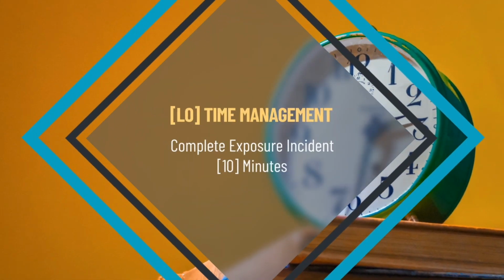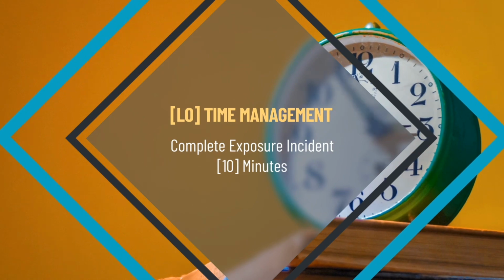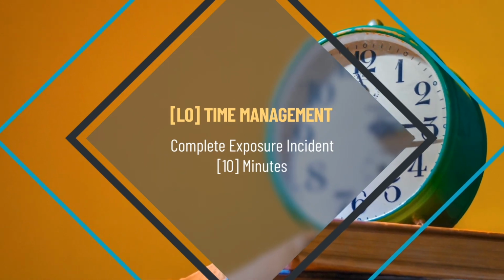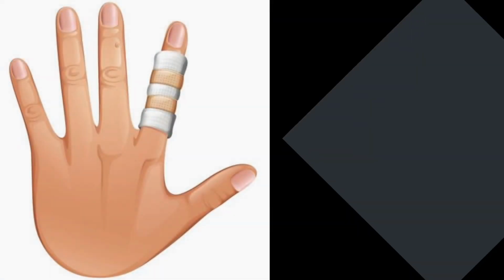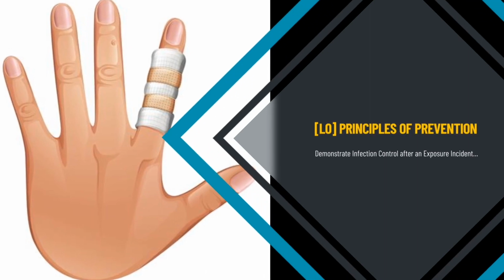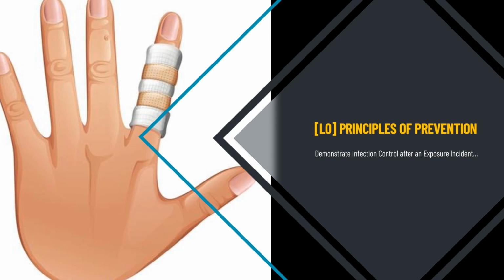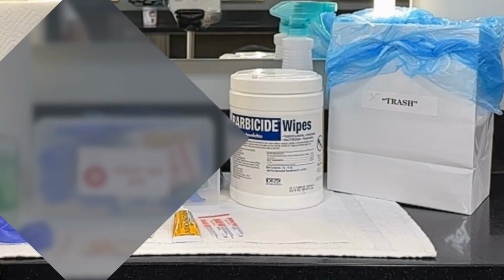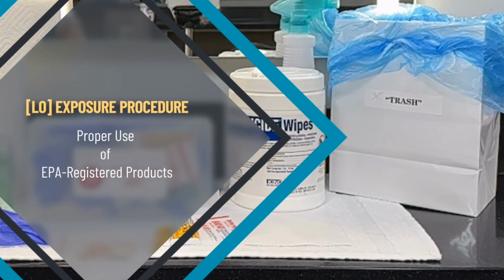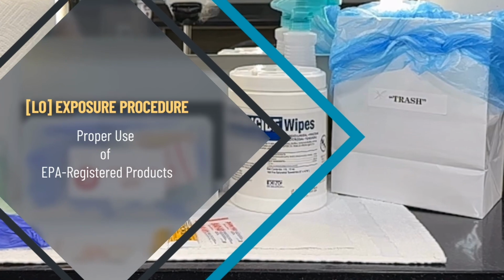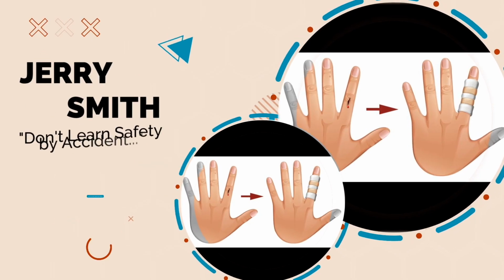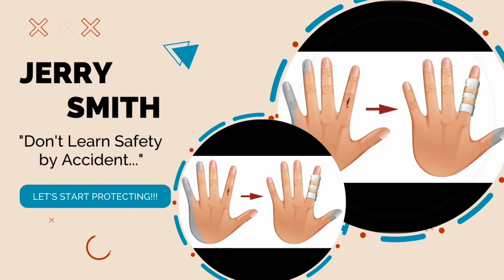Therefore, our learning outcomes are to complete an exposure incident within 10 minutes. We have to demonstrate the principles of prevention for infection control after an exposure incident has happened. We also demonstrate proper use of EPA registered products to complete an incident exposure. As Jerry Smith says, do not learn safety by accident, so let's start protecting.